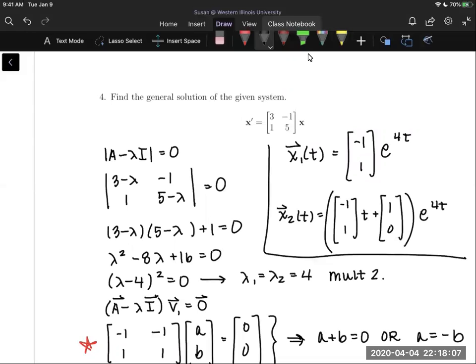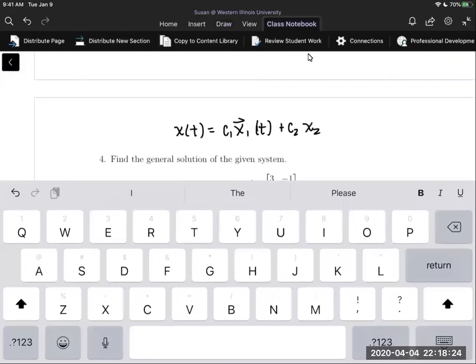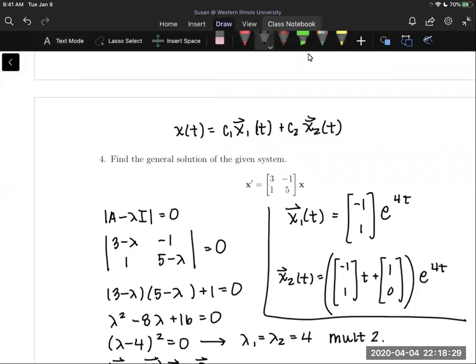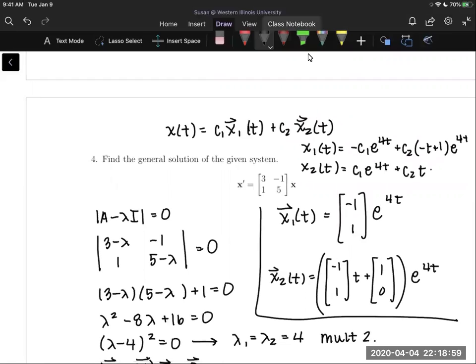We now need to use them to write out the final general solution. The general solution, x of t, is c1 x1 of t plus c2 x2 of t. And if I write these out in scalar form, what do I get? I get x1 of t equals negative c1 e to the 4t plus c2 times negative t plus 1, times e to the 4t. And similarly, x2 of t equals c1 e to the 4t plus c2 t e to the 4t. And I'll box that in as my final answer.